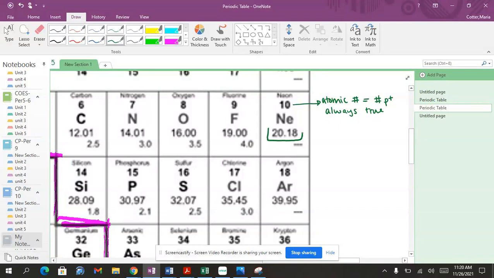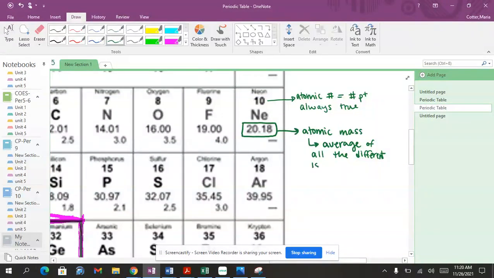But then we have this number down here. This is our atomic mass. And our atomic mass is actually an average of all the different isotopes' masses. So what that means is that if we talk about an isotope, we have to be very specific with what the mass number is. That mass number is a mass specific only to that one isotope.